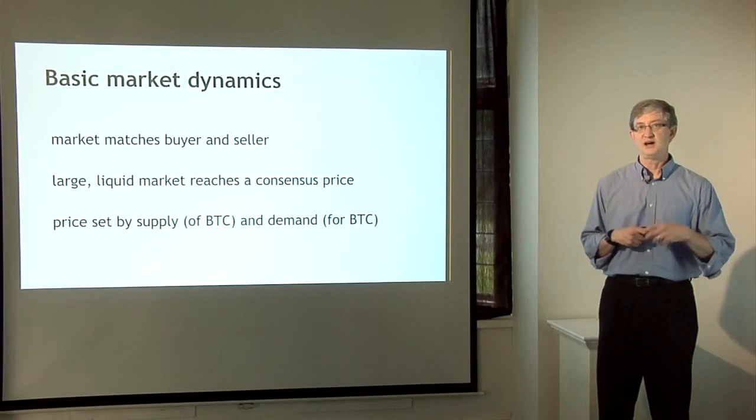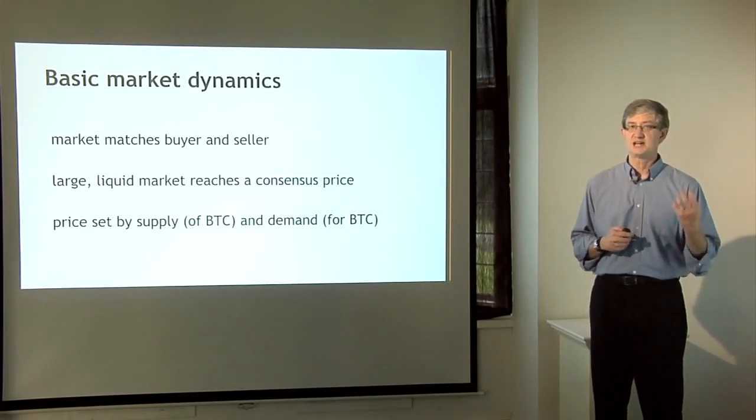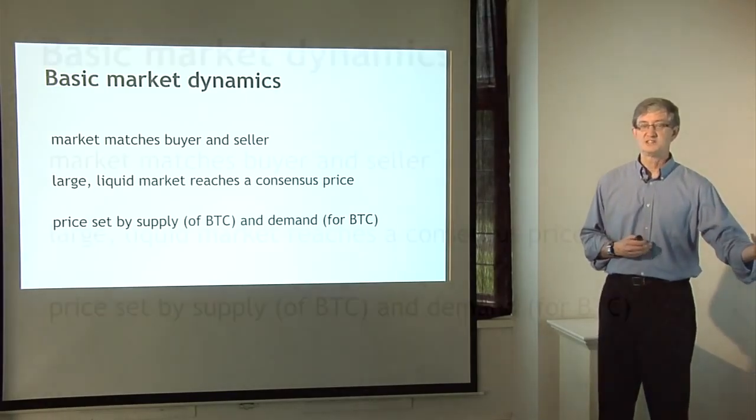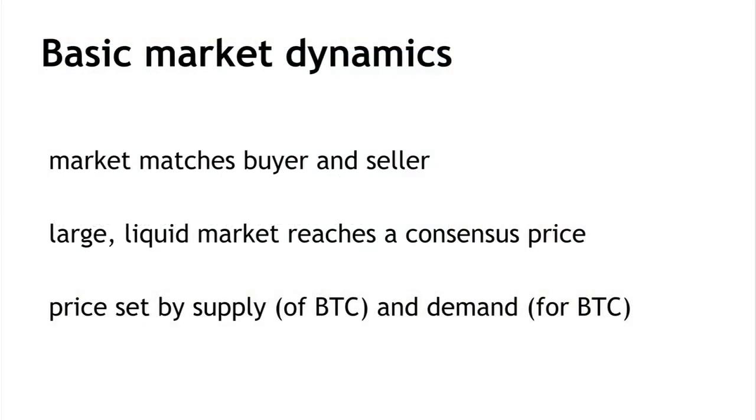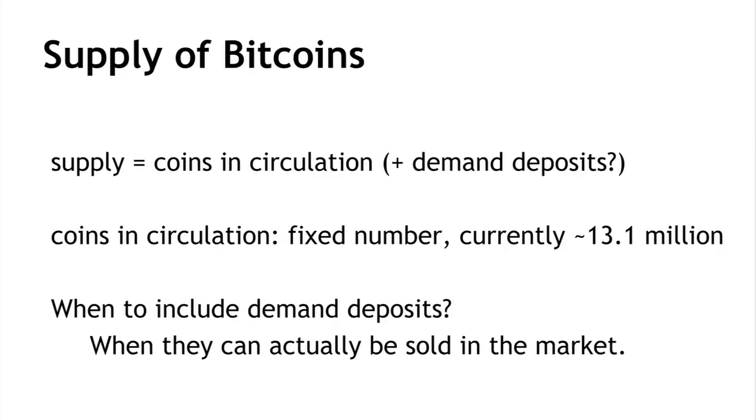That is, what is the supply of Bitcoins that might potentially be sold, and what is the demand for Bitcoins by people who have dollars. The price through this market mechanism will be set to the level that matches supply and demand. But let's dig into that a little bit more. First of all, let's talk about what is the supply of Bitcoins.